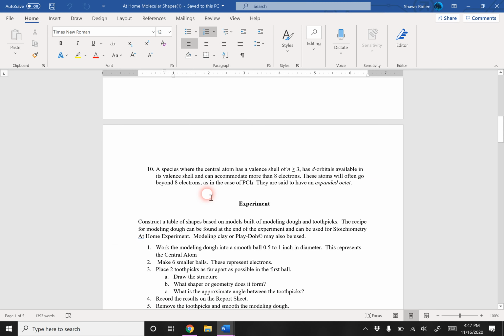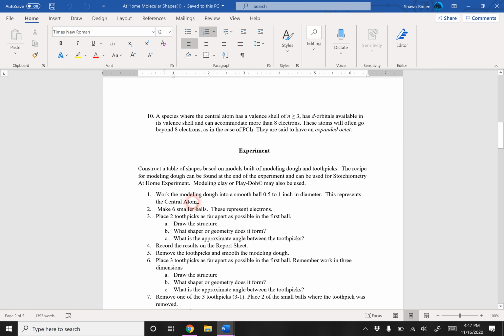Lewis structures and VSEPR structures are very, very similar. The main difference is that the VSEPR structure takes account of the electron repulsion and actually puts it into 3D space, whereas your Lewis structure is only in 2 dimensions, essentially.